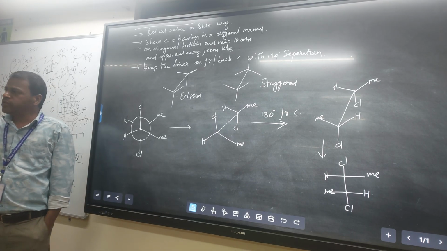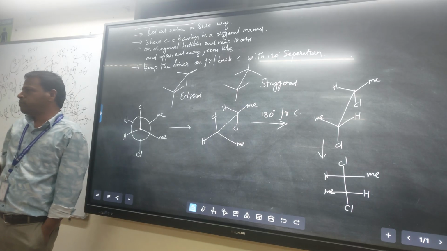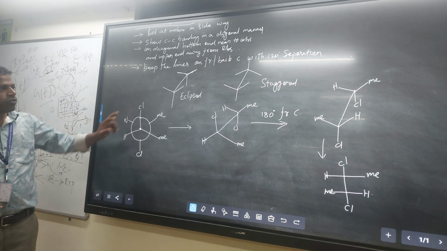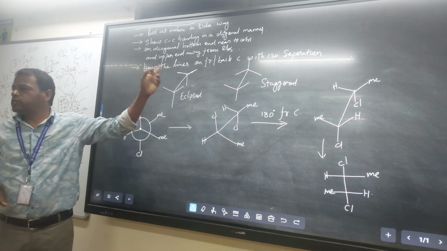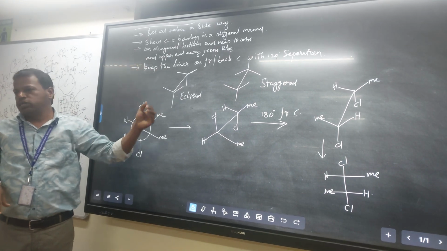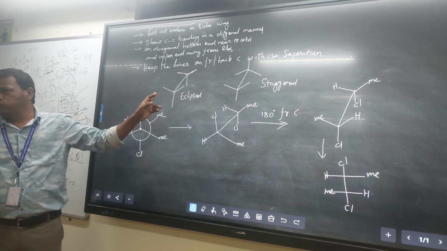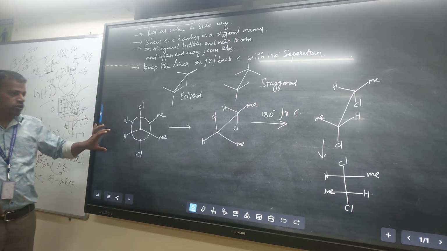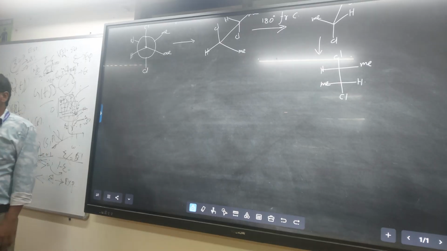Don't expect the same molecules we are teaching here to be asked in your question paper. You try to draw all the Sawhorse projections and Newman projections, otherwise you will not be able to draw them in your exam. Using the stick and the ball, we draw the Sawhorse and Newman projections. You try to practice. And next one is isomerism.